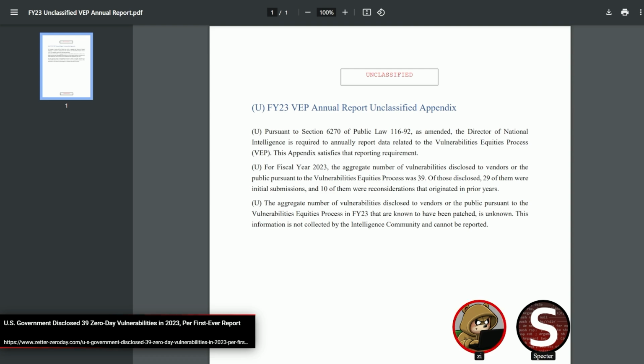Because, yeah, 39 in a sense feels low, but it also feels high to think the government is actually disclosing nearly 40 vulnerabilities. Like, that's also kind of high if these are Apple or Android 0-days, high value targets. So it kind of comes down to what exactly this is.